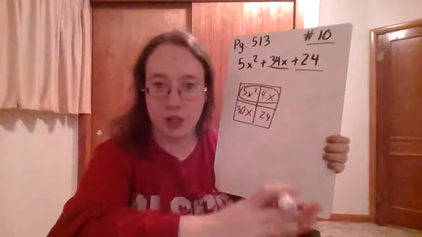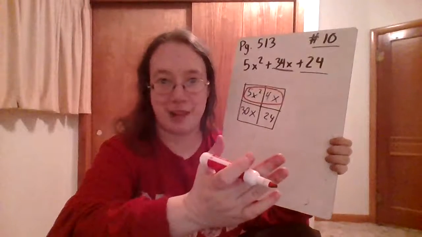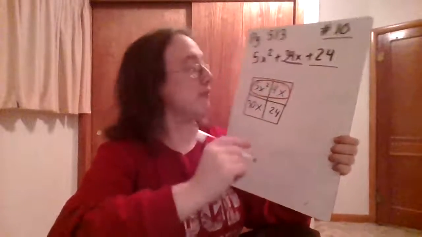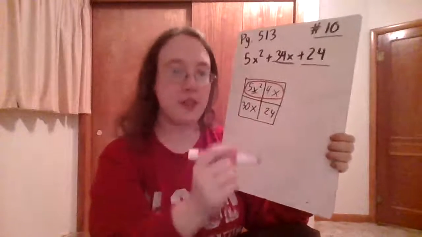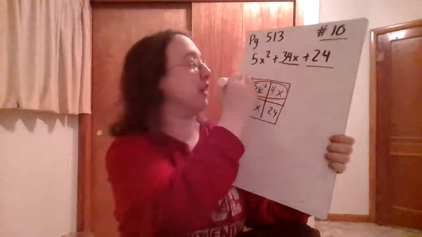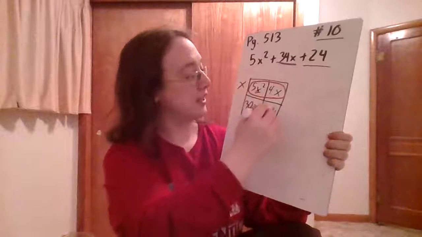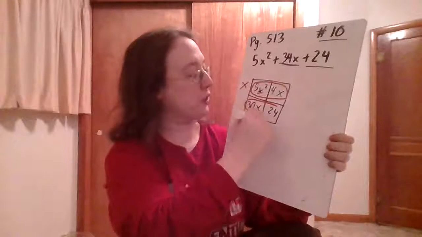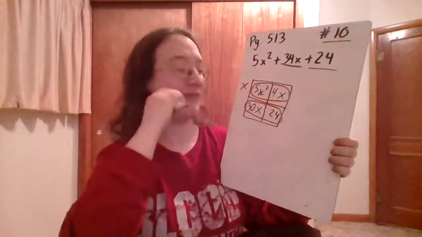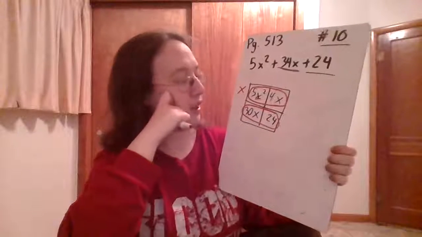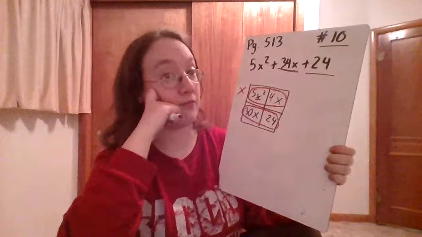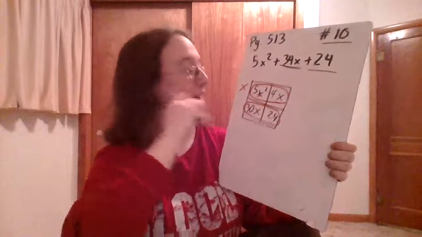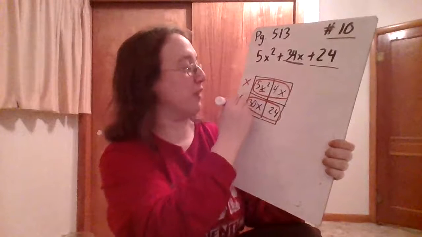So what goes into both 5 and 4? Well, not a whole lot. 1 does. So 1, and then we've got an x squared and an x here. You could either call that a 1x, or you could just call it an x, and that would also be fine. Then if we're looking at 30 and 24, 2 goes into both of them, 3 goes into both of them, but 6 is bigger. So 6 is the thing we want there.